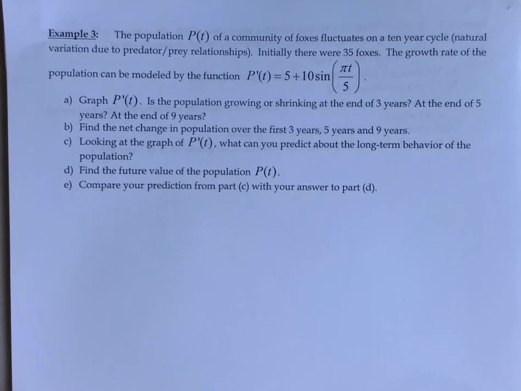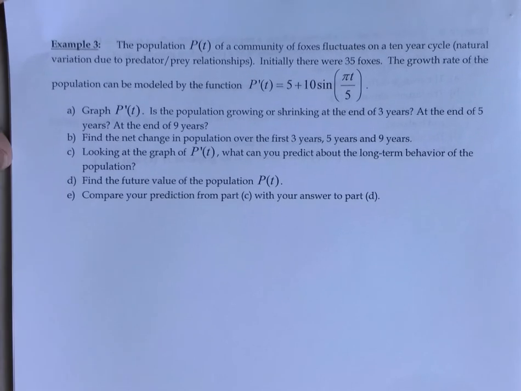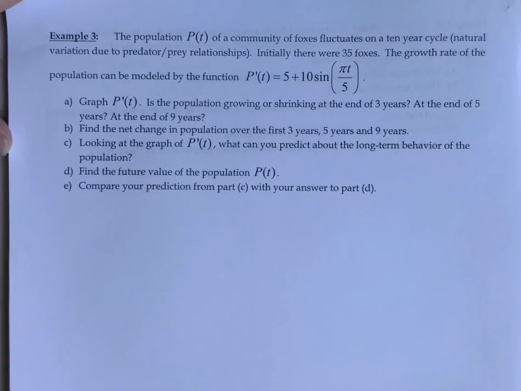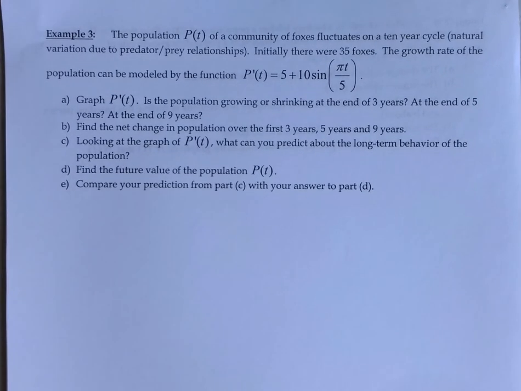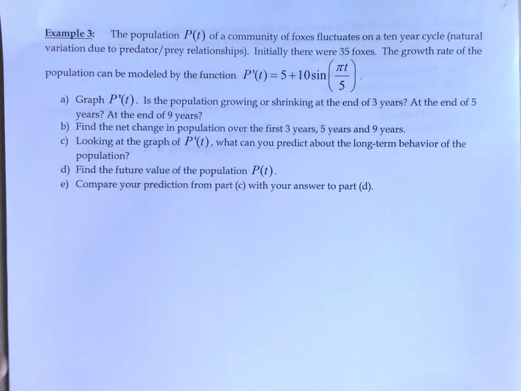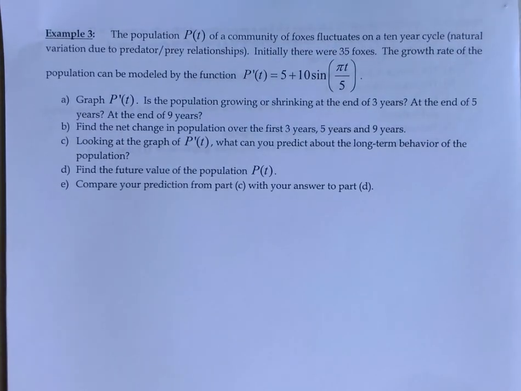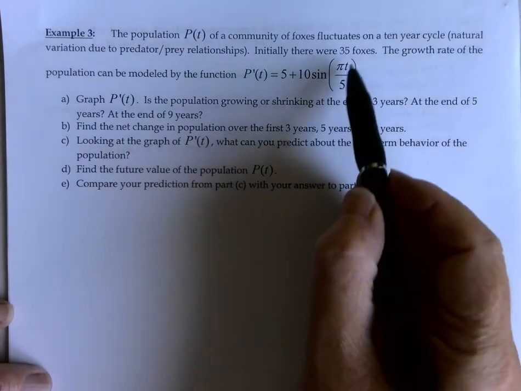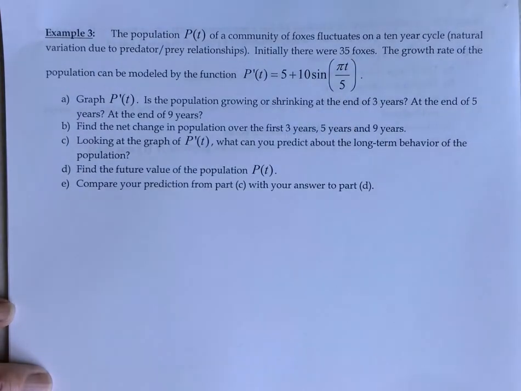We're still in population, but this time we're a population of a community of human beings, I think. Actually, maybe it's not human beings. Sorry, it's foxes, isn't it? Population P of t of a community of foxes fluctuates on a 10-year cycle, sort of a natural variation due to predator and prey relationships. Initially, there were 35 foxes.